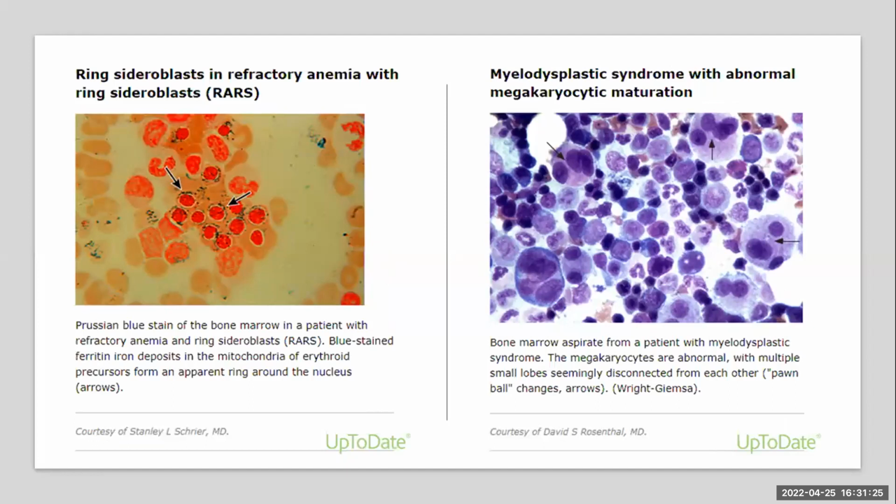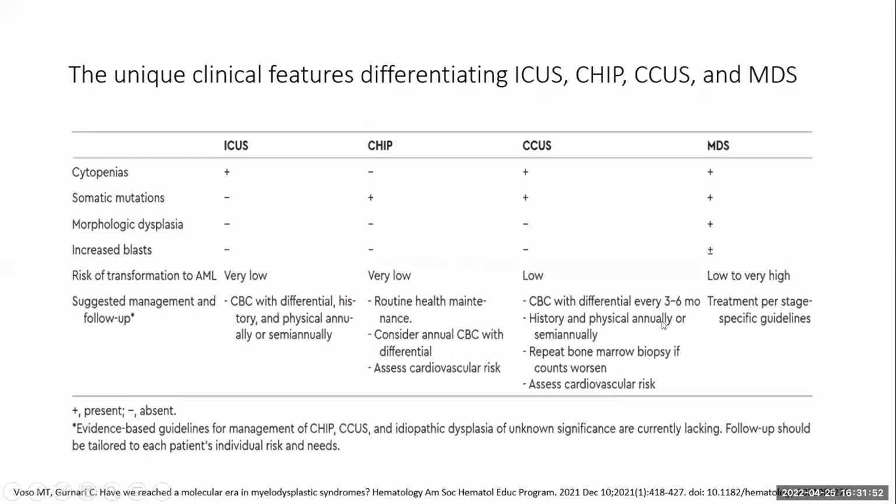And this one again is showing ring sideroblasts, which is basically iron deposits in the mitochondria of the erythroid precursors, where you get at least 5 of those making up at least a third of the circumference. And then on the right, you have dysplastic megakaryocytes, some showing multiple small lobes that are seemingly disconnected, at least if you see this one on the bottom here.